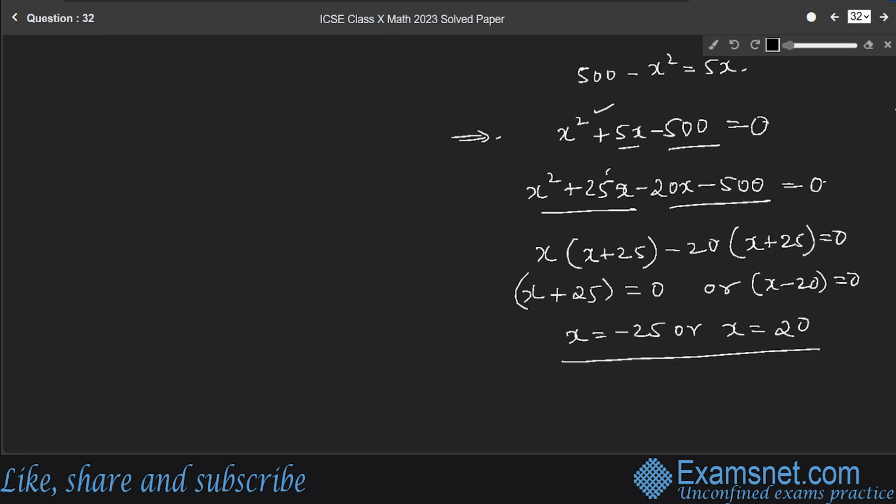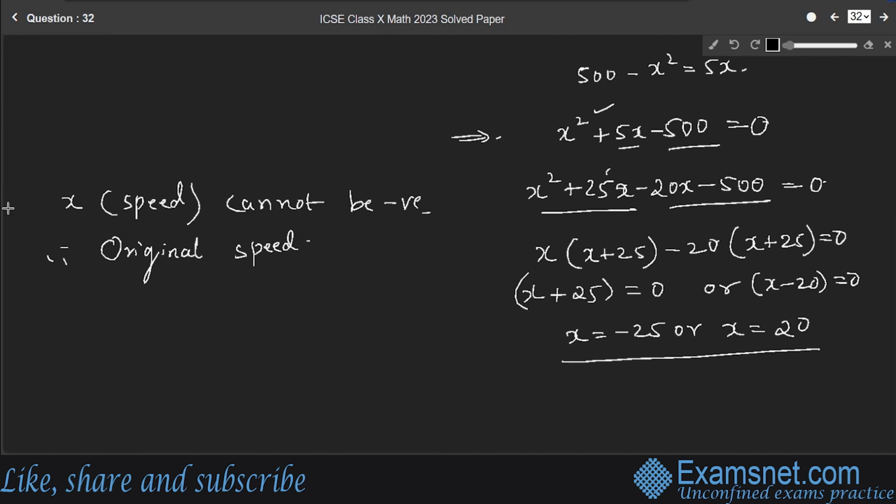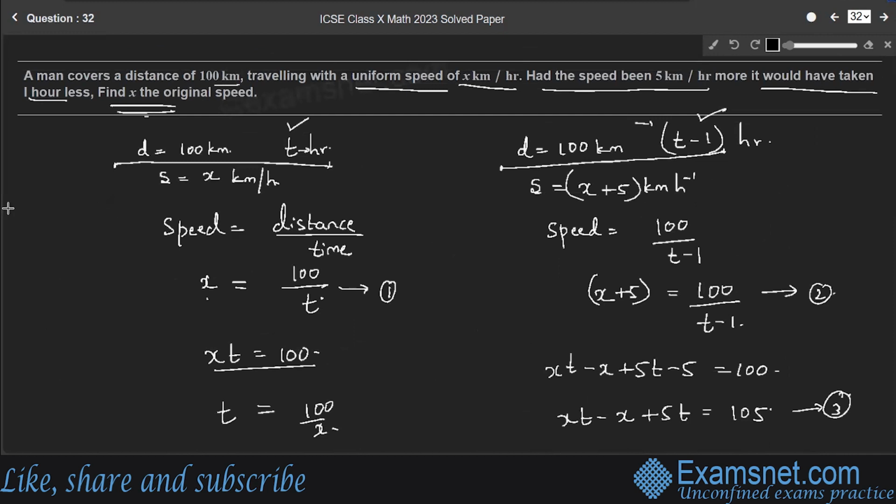Here x is the original speed, so the speed cannot be negative. Therefore, the original speed x is equal to 20 kilometer per hour. Here the units are in terms of kilometer per hour. So the original speed is 20 kilometer per hour.